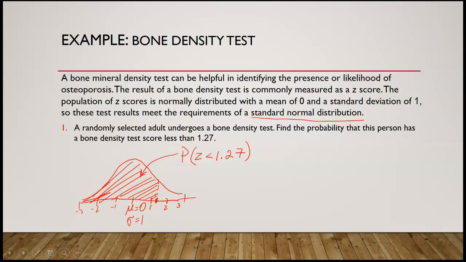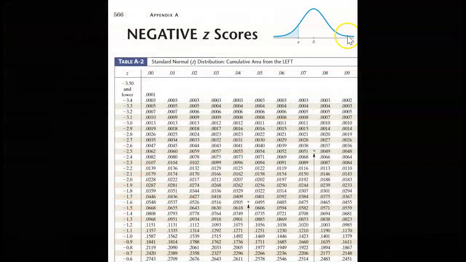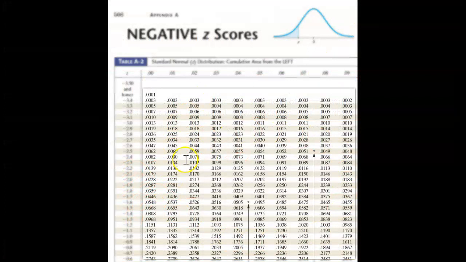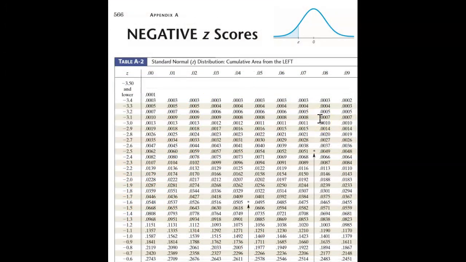Let's look at table A2 first. Keep in mind that probabilities that are located in the middle of the table indicate the probabilities to the left of the z-score. For example, we need to find the probability of z-score less than 1.27.